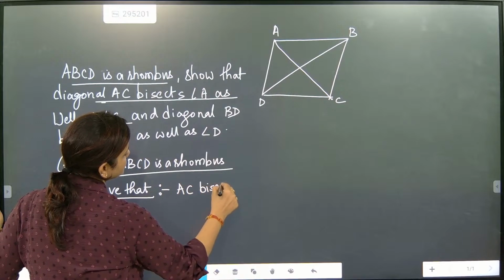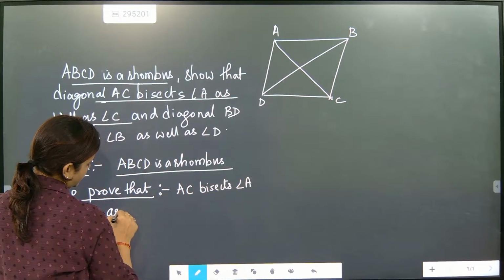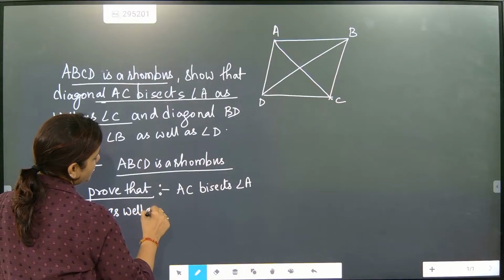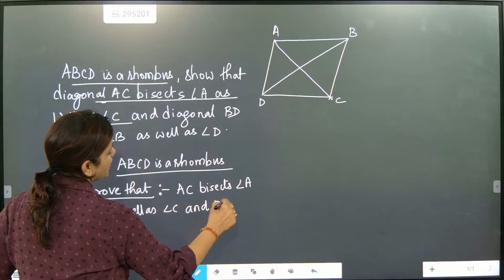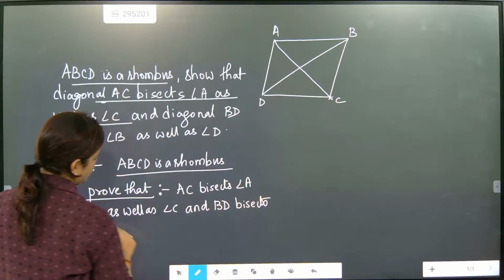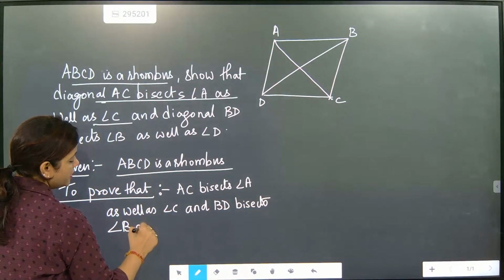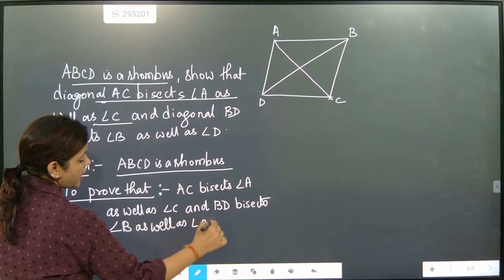AC bisects angle A as well as angle C, and BD bisects angle B as well as angle C.